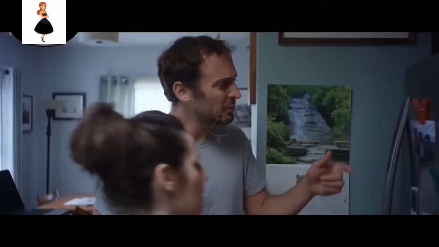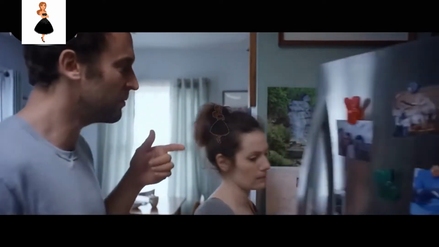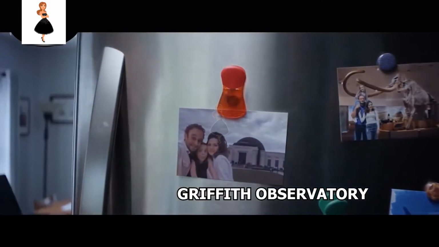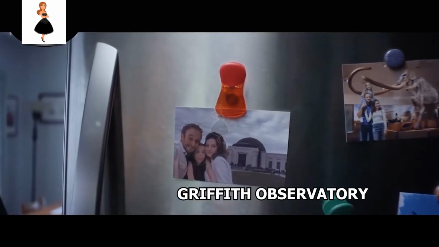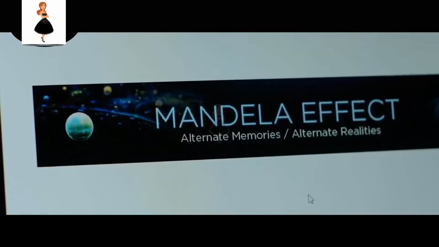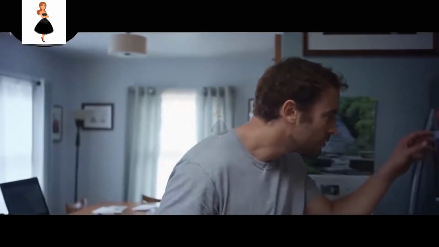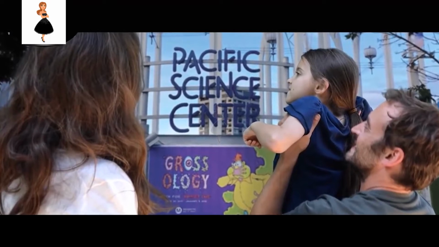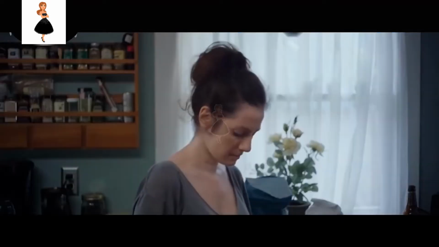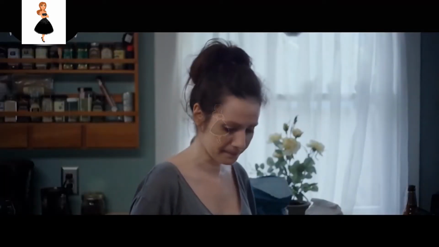The next day, Brendan is confused by the photo of his family on the refrigerator. He asks his wife where the photo was taken, and Claire replies that it was taken in front of the Griffith Observatory. But Brendan is very sure that they didn't take photos in that place. Instead, they took pictures at the Pacific Science Center in Seattle. His wife doesn't respond and tells him to leave because she is busy cooking.